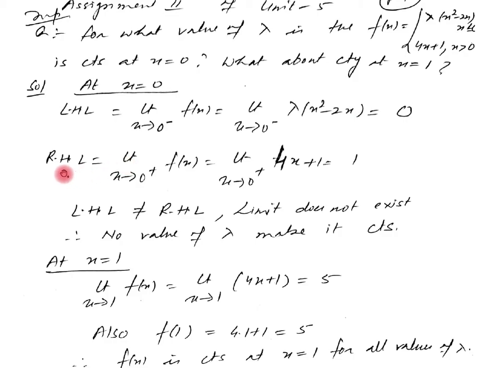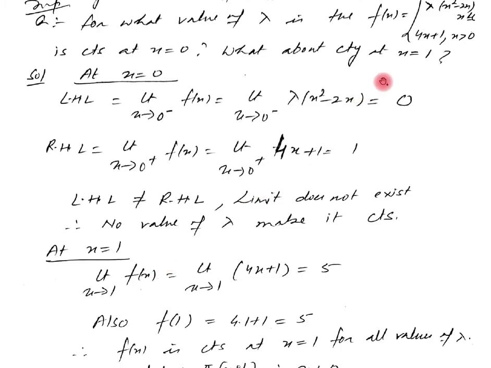Then we again find out the right hand limit, limit x tends to 0 plus f(x). Limit x tends to 0 plus, our function is 4x plus 1. Then by putting x equal to 0, we are getting the right hand limit is equal to 1. Now the left hand limit is not equal to right hand limit. Therefore the limit does not exist. Therefore we can write, no value of lambda makes it continuous.